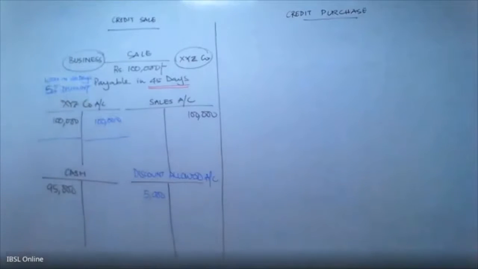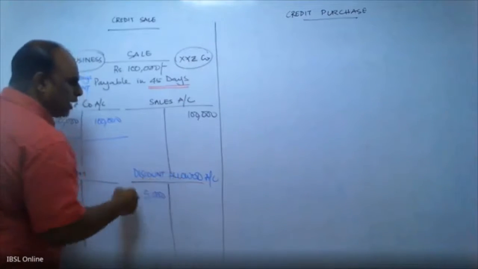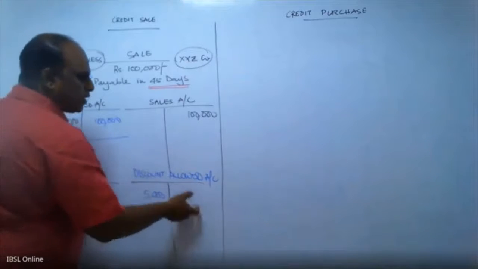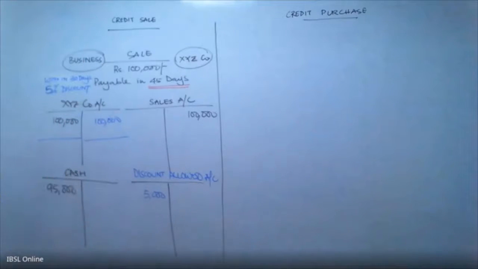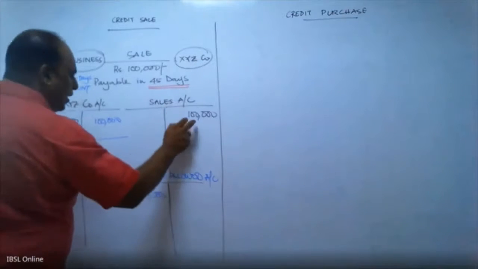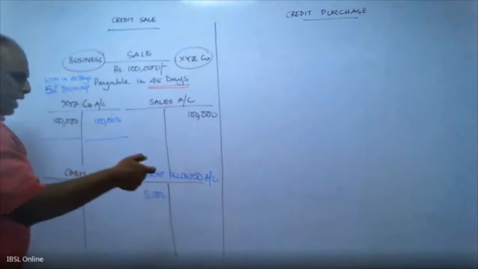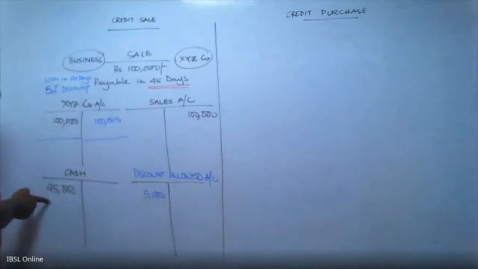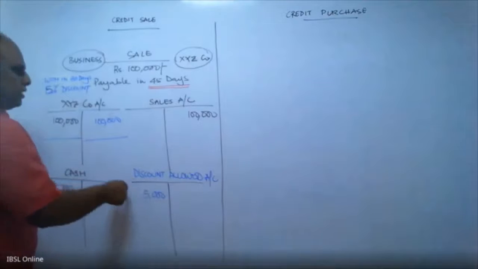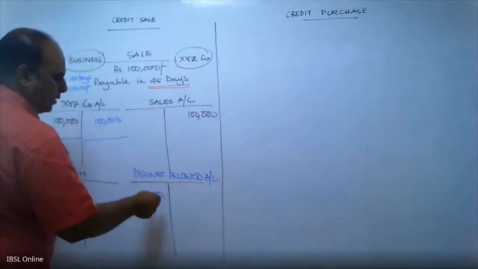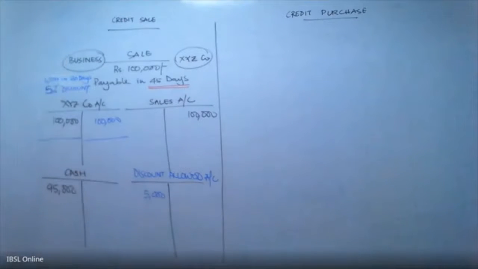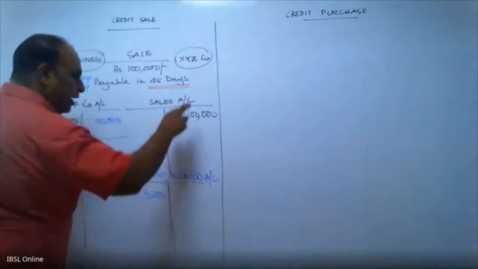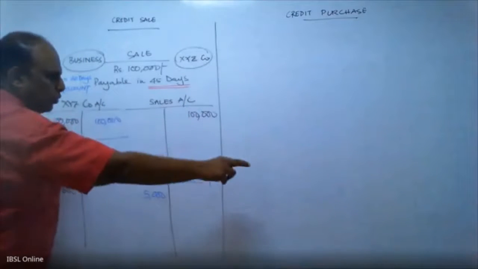Discount allowed. You see? So this discount allowed is actually an expense. You don't get that amount. Even though you did a sale for 100,000, in terms of cash, you got only 95,000. So this is one of your expenses. This is what you get reflected in the cash book.